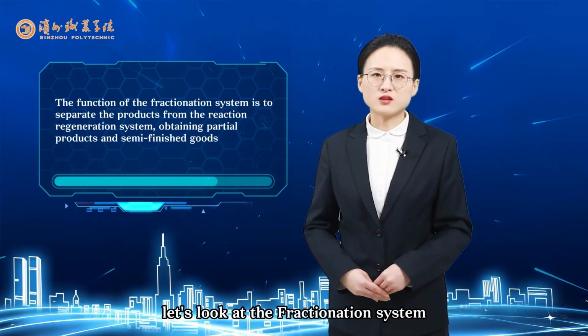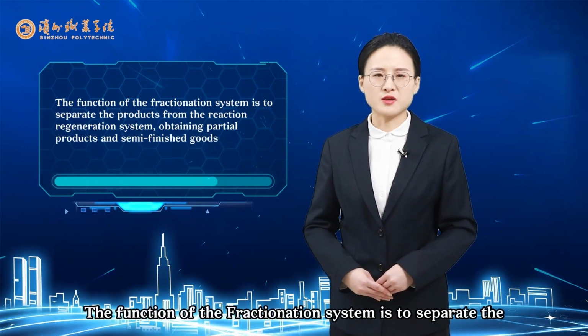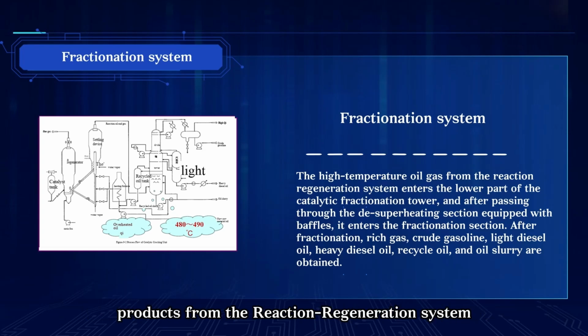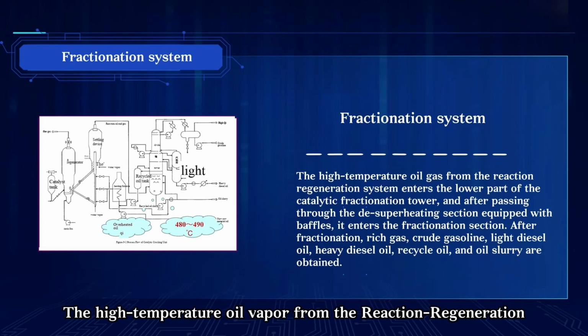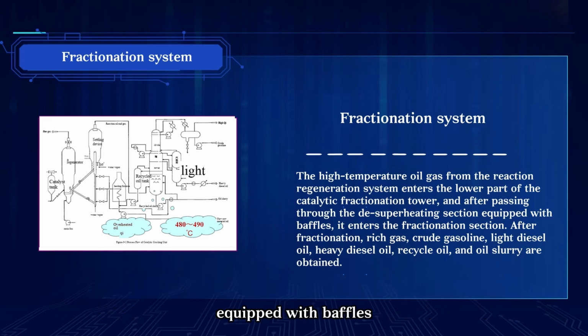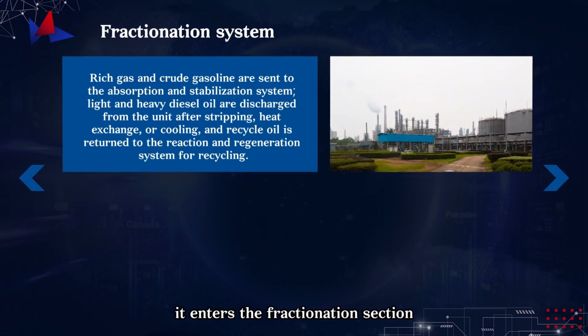Okay, let's look at the fractionation system. The function of the fractionation system is to separate the products from the reaction regeneration system, obtaining some products and semi-finished products. The high temperature oil vapor from the reaction regeneration system enters the lower part of the catalytic fractionator. After being desuperheated in the desuperheating section equipped with baffles, it enters the fractionation section. After fractionation, fuel gas, raw gasoline, light diesel, heavy diesel, recycled oil, and slurry oil are obtained.